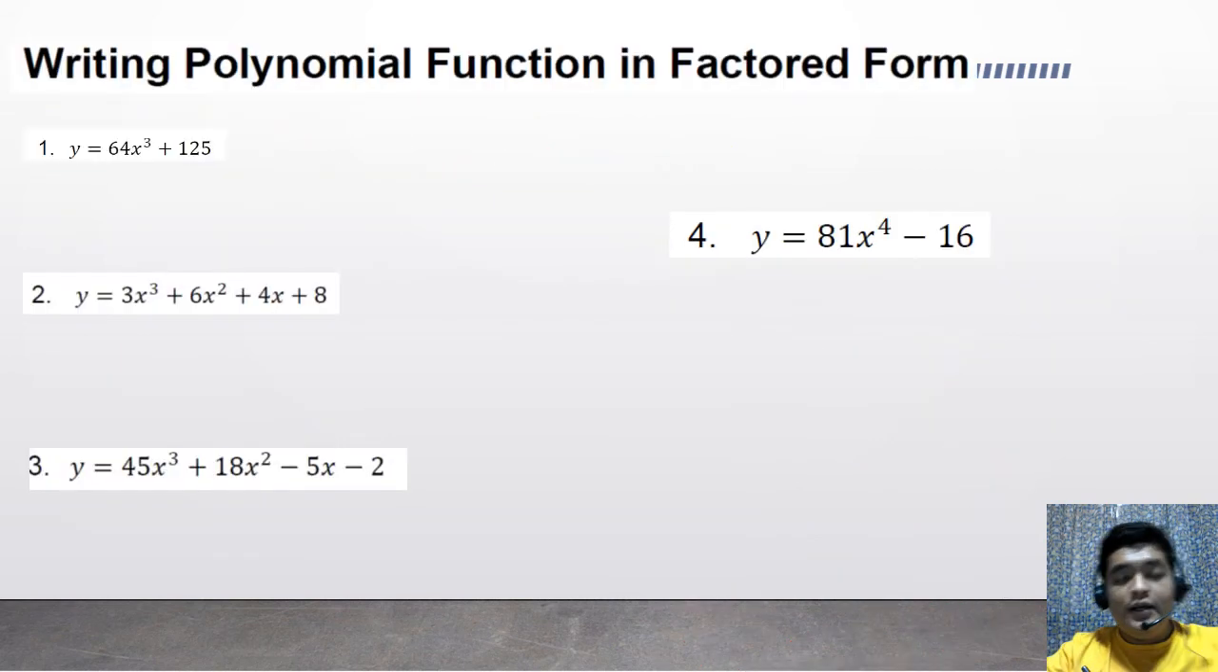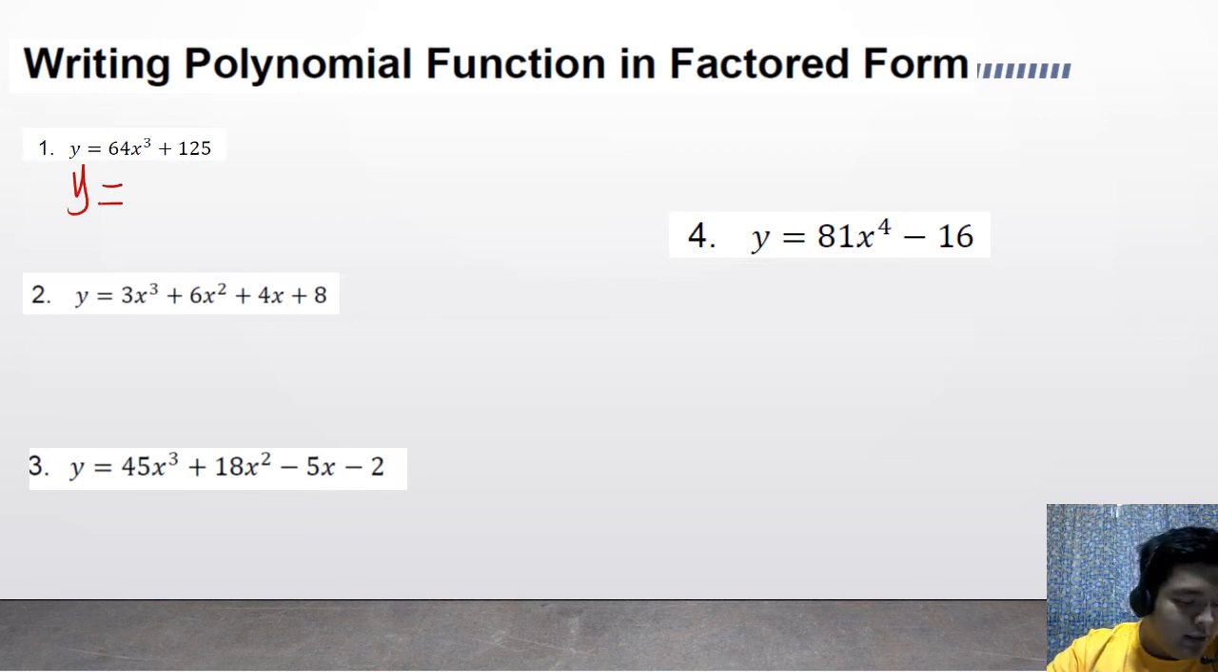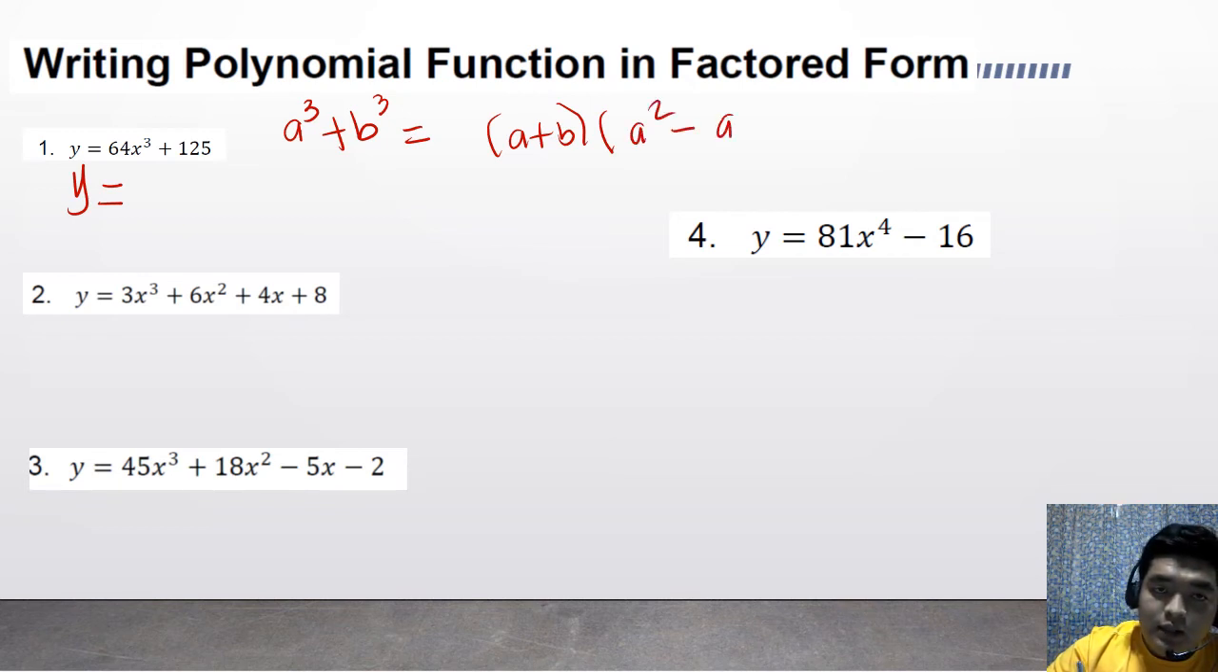Next is writing polynomial function in factored form. So for number 1, this is already in standard form. What is the factor of y equals 64x cubed plus 125? Very good, that is a sum of two cubes, right? So that is the formula for sum of two cubes: a cubed plus b cubed is equal to a plus b times a squared minus ab plus b squared.